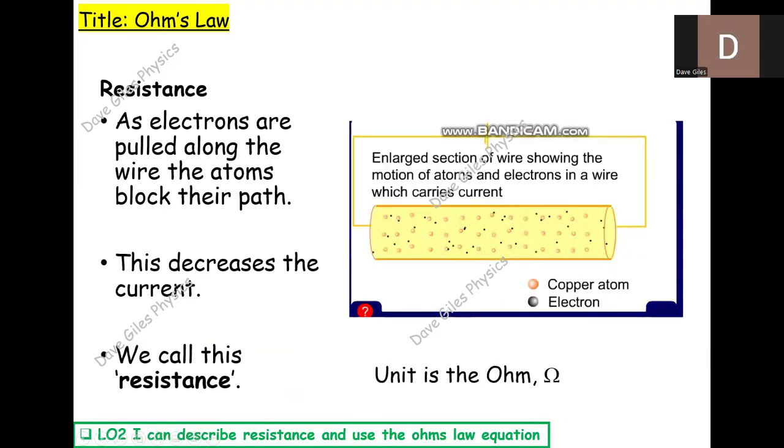The second learning objective, describe resistance and use the Ohm's law equation. So as electrons are pulled across the wire, the atoms block their path. This decreases the current. We call this resistance, and it's measured in ohms. So you can see here, these small things here are electrons, and the orange ones are copper atoms. And every time the electron hits a copper atom, it's encountering resistance along its path.